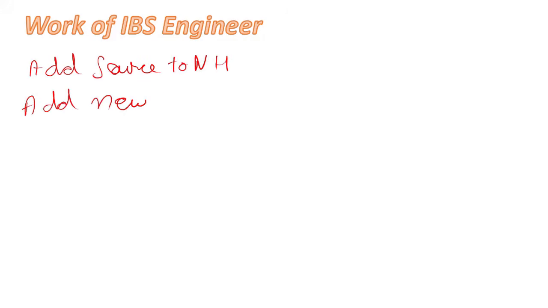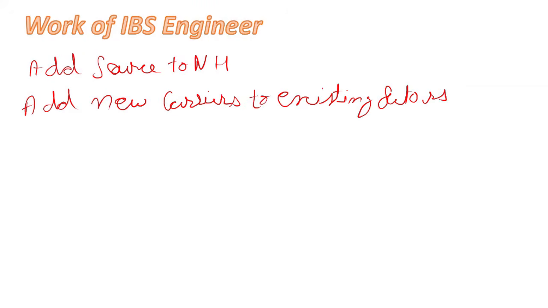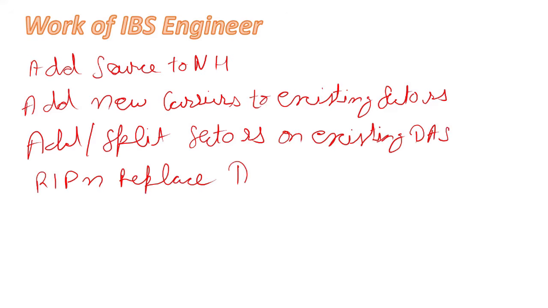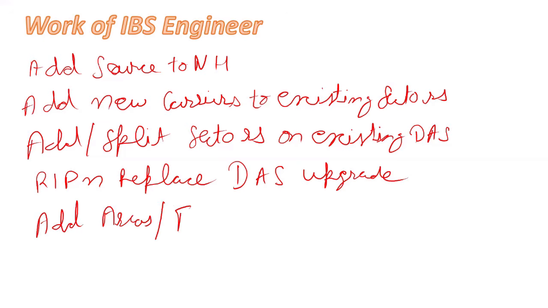So let's talk about the work of an IBS engineer. What kind of work do we do as an RBS engineer? An RBS engineer has to do various kinds of activities. We have to add a source to a neutral host, add new carriers to existing sectors, add or split sectors on an existing DAS, do rip and replace DAS upgrades, and add areas, floors and antennas to an existing sector.